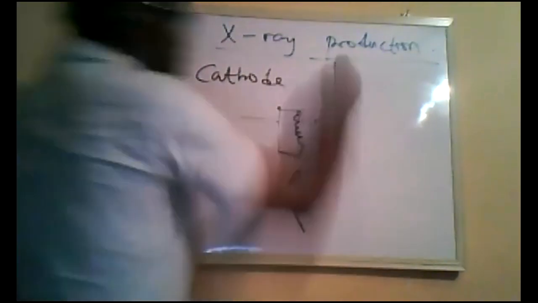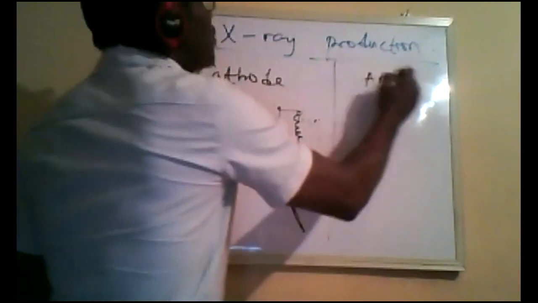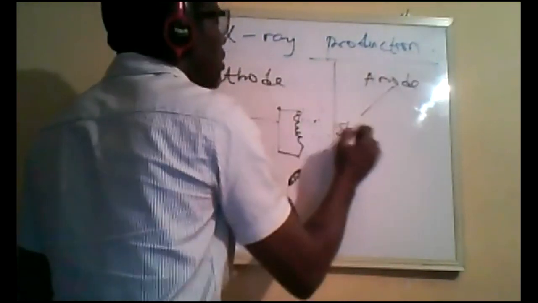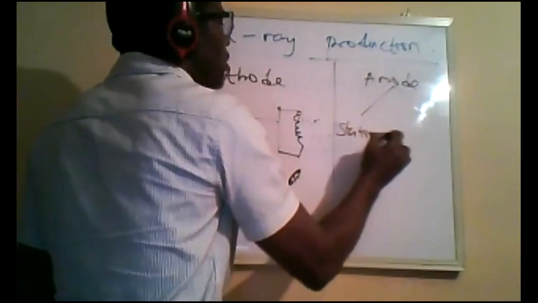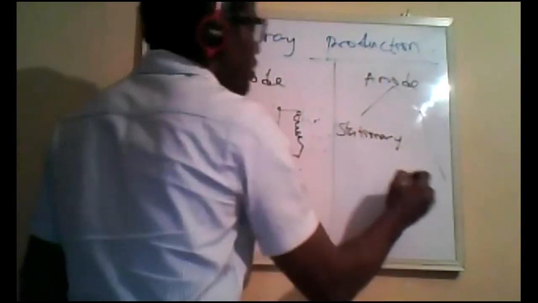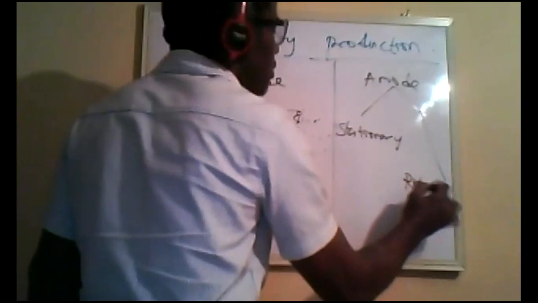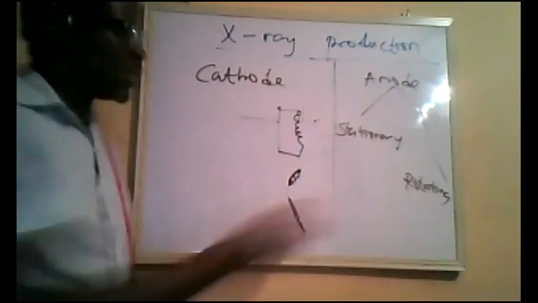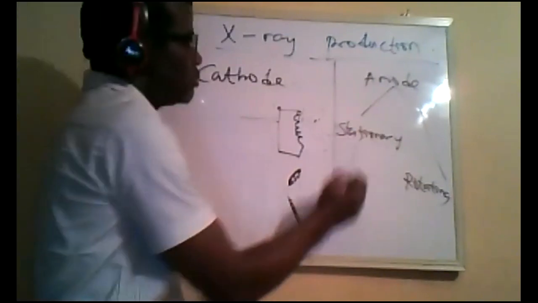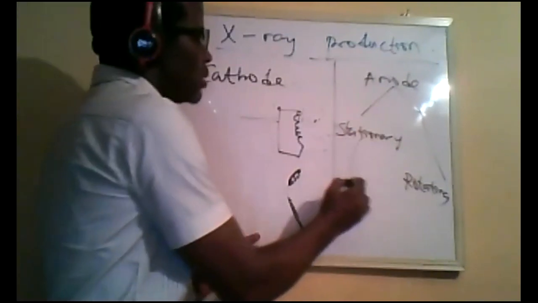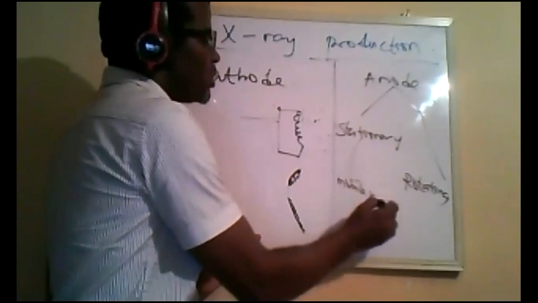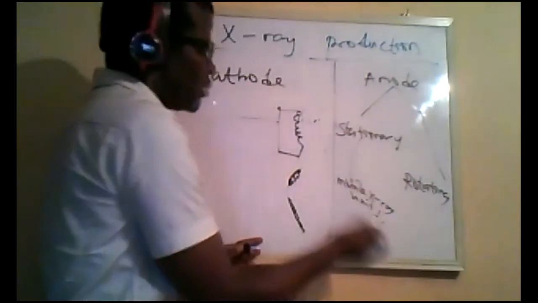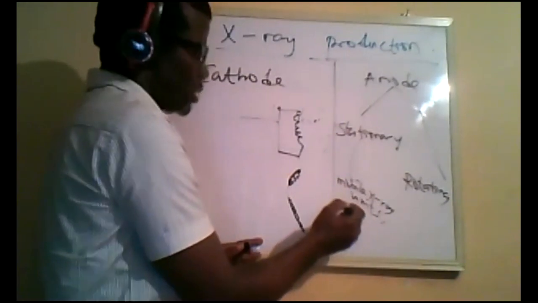I have told us that the anode can be stationary or rotating. Stationary anodes we have in some mobile X-ray units and the mobile fluoro unit.